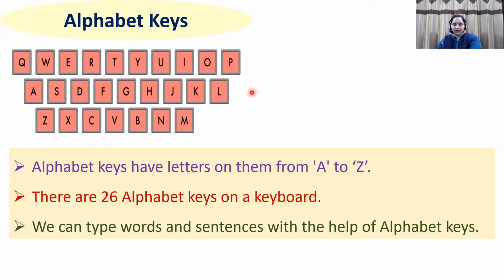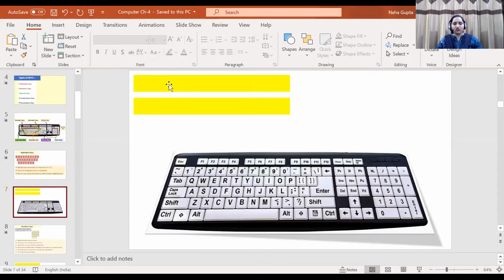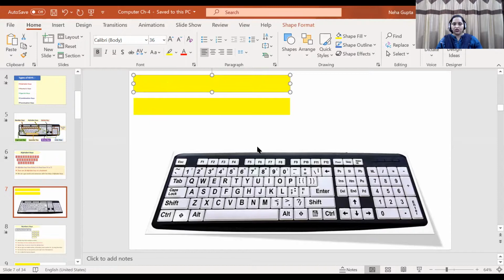Now, children, let's do a small practical. You can see a keyboard here. Now, what I will do, I will type and you will see. For example, children, I want to write my name. So, which keys will I use? Alphabet keys for writing my name. My name is Neha.